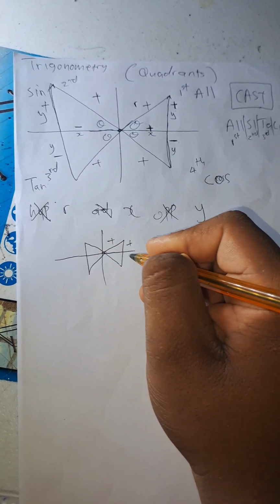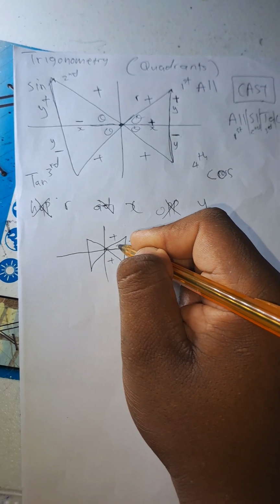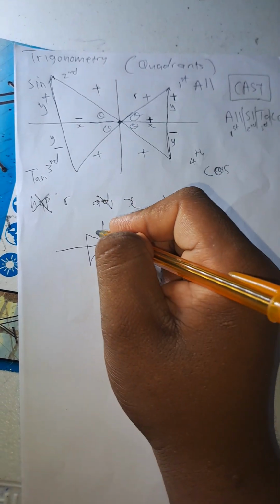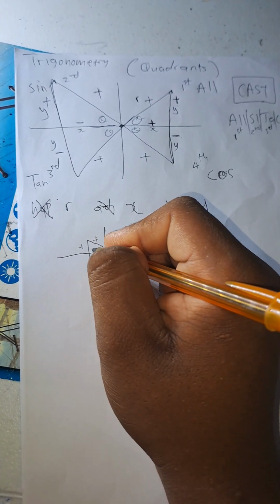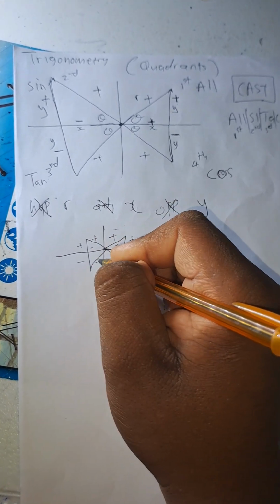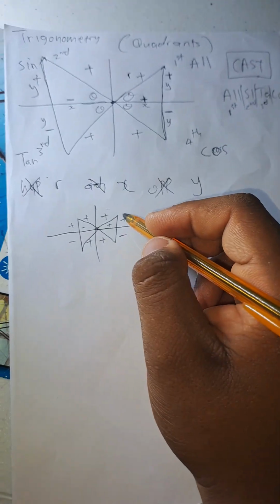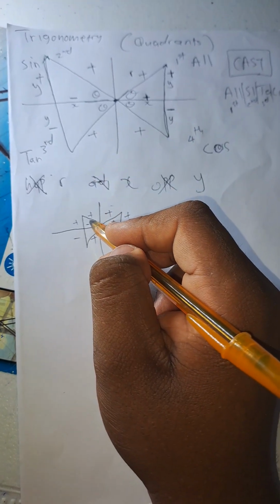Let me do a simple one for you. Plus, plus, minus, plus, plus. You see, that's why they're saying everything is positive. And then this one is plus, plus, and then minus, and then minus, and then plus. So on the first quadrant, everything is positive. On the second quadrant, only sin is positive.